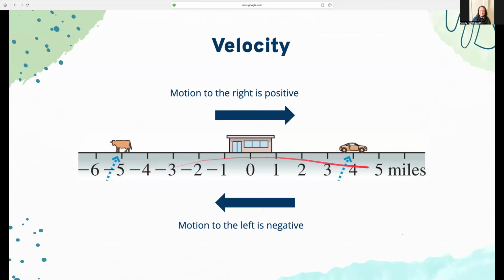Let's say the cow was facing the other direction and was moving at a cow's pace toward the origin, toward the post office. That would make the cow's motion positive because it's heading to the right. But if the cow was facing the direction it is in this image, facing the left, and started moving at its cow's pace, that would be negative velocity.